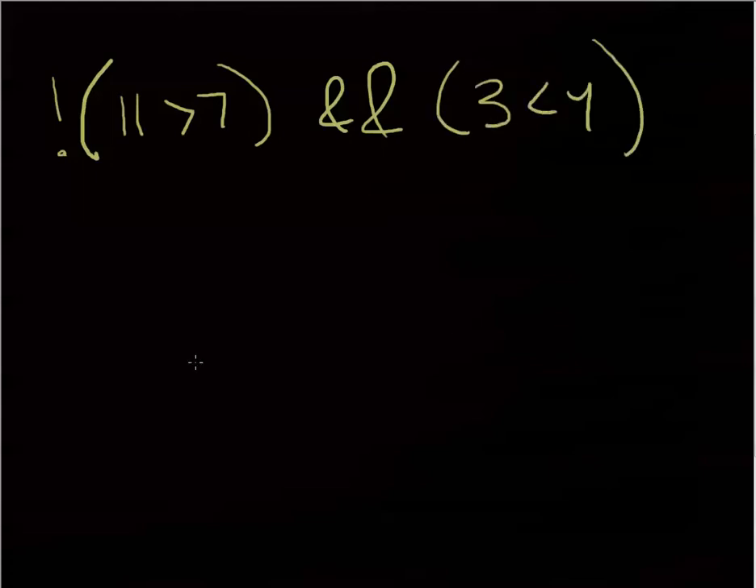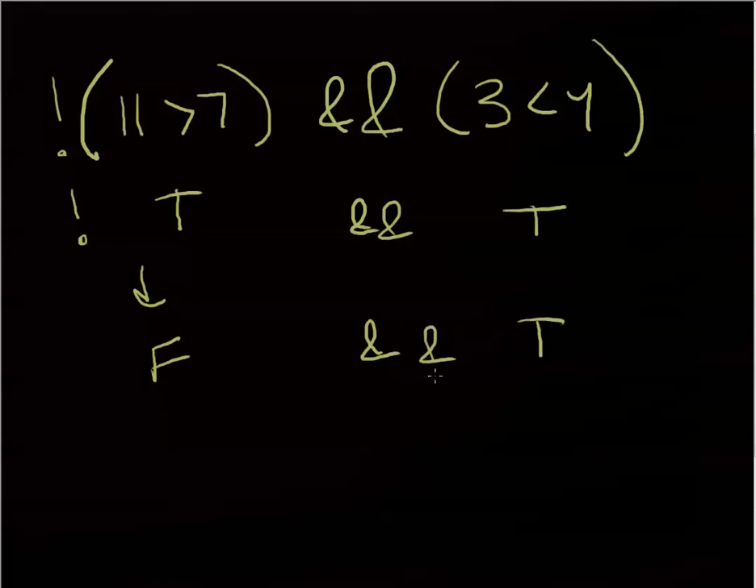Okay, so the not operator actually takes the highest level precedence among the logical operators. This is going to be true. 11 is indeed greater than 7 with a not operator. And it's always a good idea to do what's in the parentheses first to make it easier to come up with these Boolean expressions. 3 is certainly less than 4. Now this not operator is going to resolve to false. Now and true, and the result is false.